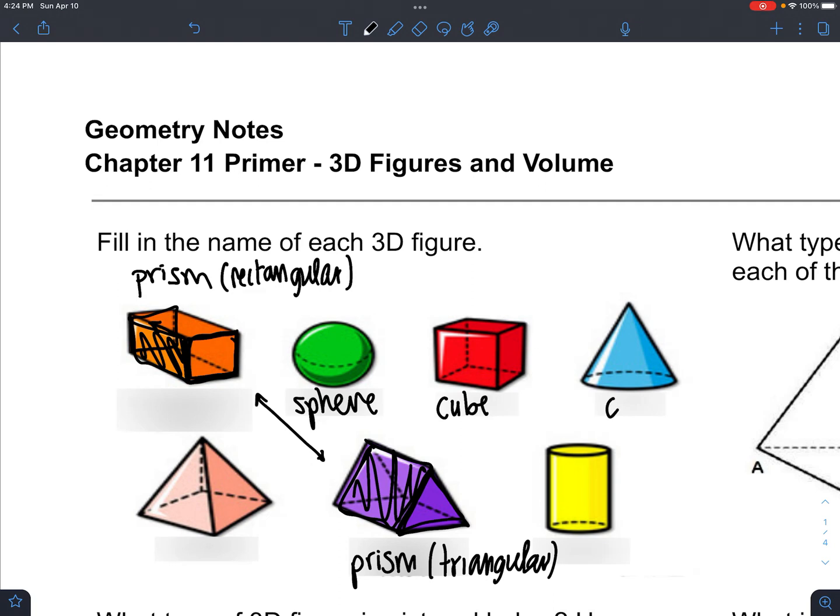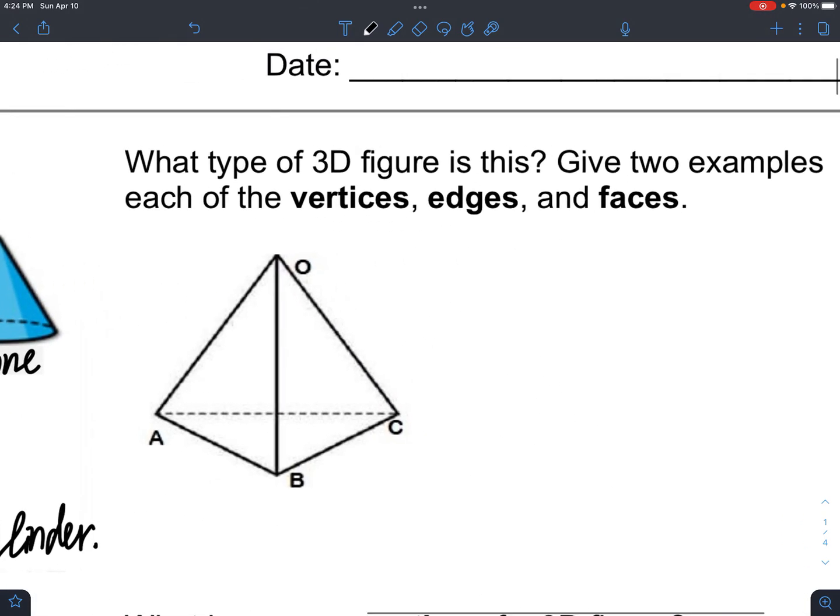This looks like an ice cream cone, for sure, and this is a pyramid. Pyramids also come in different shapes depending on the base. So this one would be a square pyramid. And here we have a cylinder. A cylinder is kind of like a prism, a little bit, but not really. So let's just go through these.